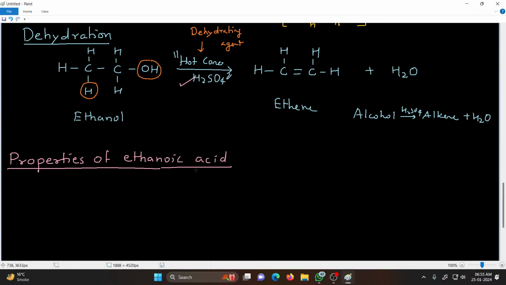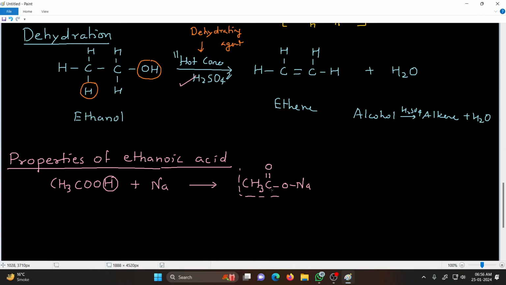So again, the reaction with sodium can take place like this. CH3COOH is an organic acid, and it can react with sodium. Again we have seen that sodium has very high affinity towards oxygen, so it will remove hydrogen from this and give rise to CH3COONa. If you want to write the structure, you can write it like this: CH3CO and ONa.